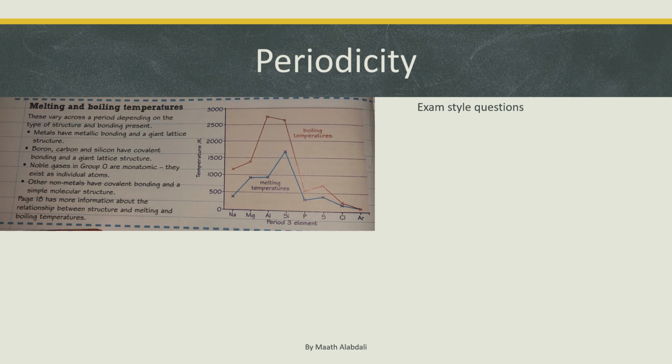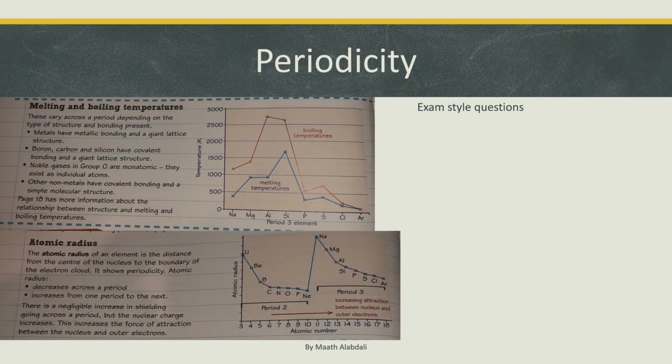So in the exam they might give you this graph and ask why the melting point or the boiling point increases and then decreases again, and you have to explain the bonding in sodium, magnesium, aluminium, silicon, phosphorus, sulfur, chlorine and argon. And this is not only for period 3, but this can also be possible for period 2 as well.